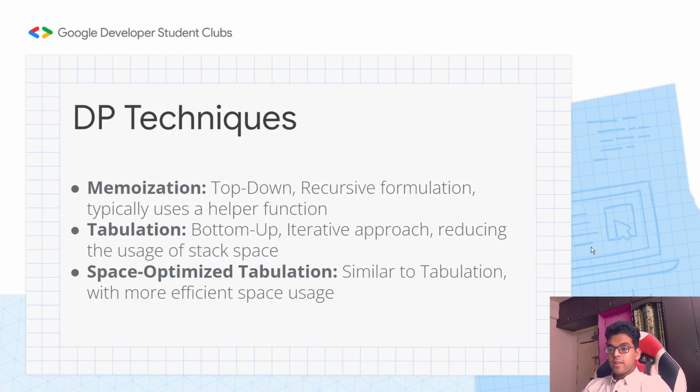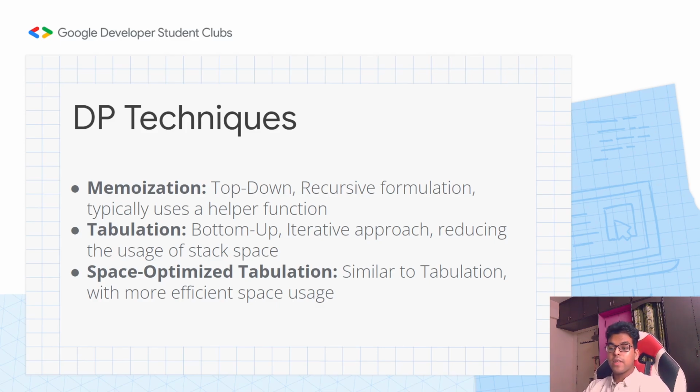So yeah, let's go to the next topic, which is the various DP techniques that can be applied to a problem. First one is memoization, which is a top-down approach. The direction of problem solving is from the main problem to sub-problem. This is a recursive formulation and it typically uses a helper function to fill the DP array. Next approach is tabulation, which is an iterative approach, and the direction of filling is from the sub-problems to the main problem in a bottom-up fashion.